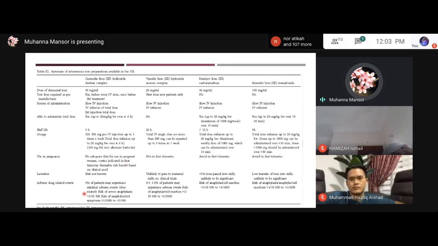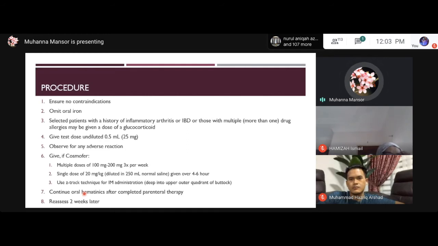This is also related to adverse drug events. Now the procedure: how do we give it? First, make sure that they are really indicated for parenteral iron, and then ensure that there are no contraindications. Then we stop the oral iron because we cannot combine them. We're afraid of increased iron in the body.